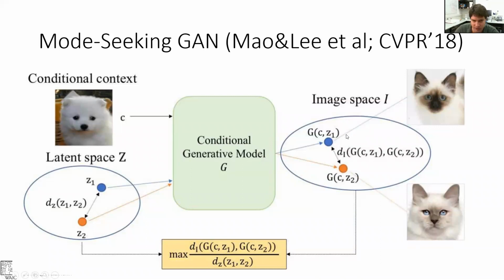So I get two results, and for each such pair of results, I'll just say that I want them to be as far as possible from each other, but with respect to how far the noises were from each other. So I'm maximizing the distance between the generated images in some metric. I think they use L1 metric. So the distance between the images divided by the distance between the noises, I want to maximize it. This means that if the noises are very close to each other, the images can also be relatively close to each other. But if the noises are very far away from each other, then the images have to be very far away from each other too.